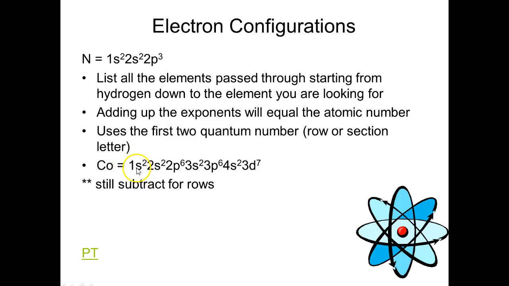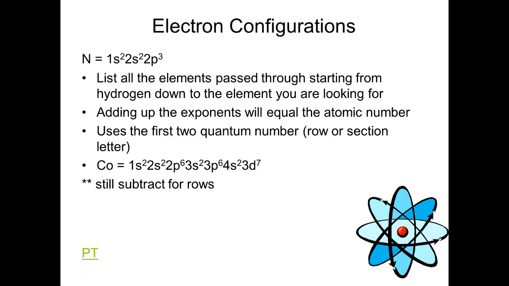So cobalt is listed as 1s2, 2s2, 2p6, 3s2, 3p6, 4s2, 3d7, and I've made a note here. Remember, you're still subtracting for the rows if you were in a row -1 or a row -2.